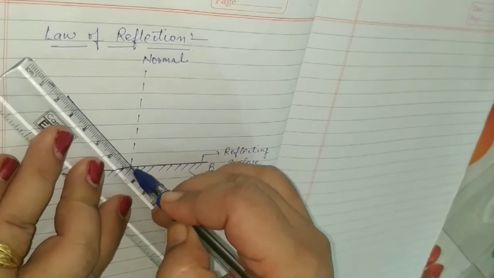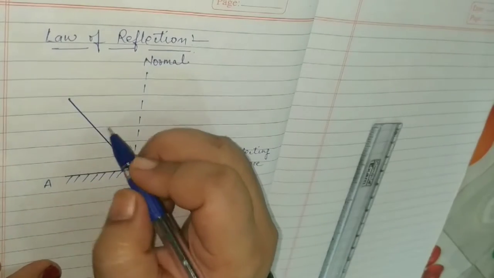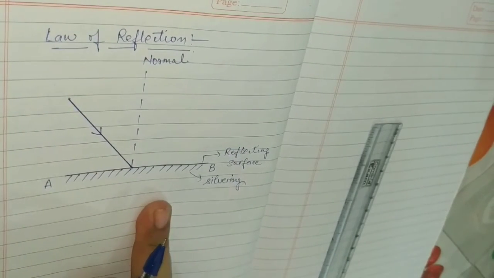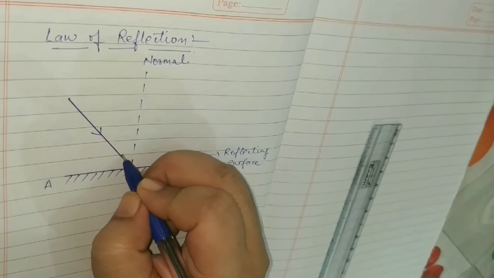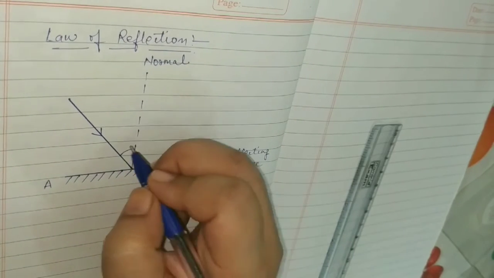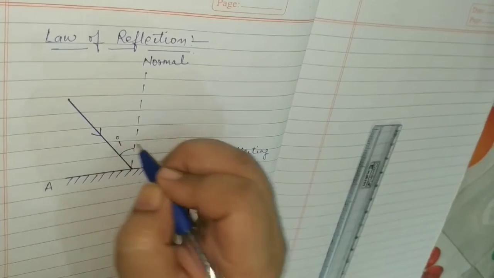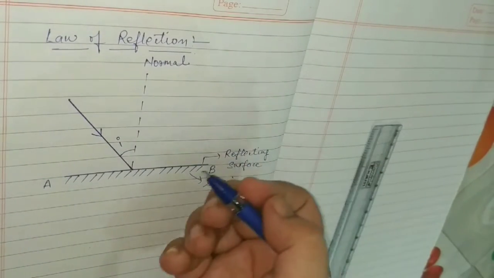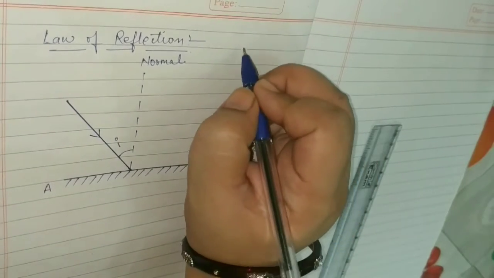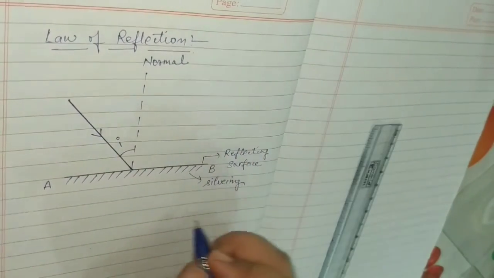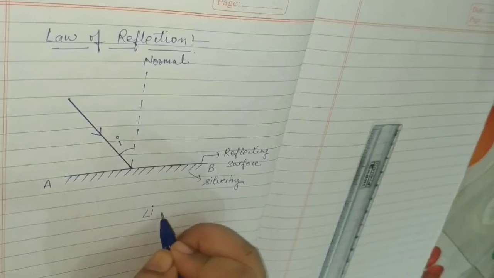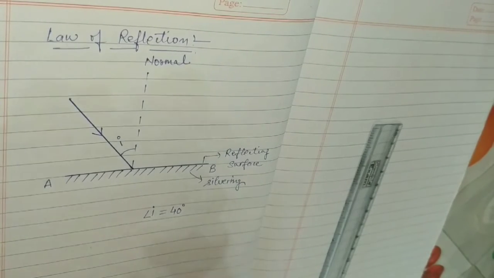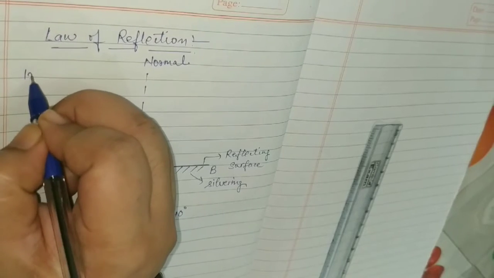Now I'll join both of these. The arrow should be made like this because this is an incident ray. The angle between the incident ray and the normal is called the angle of incidence. And because I have drawn it equal to 40 degrees, in this particular diagram angle I is equal to 40 degrees, right? So this is the incident ray.